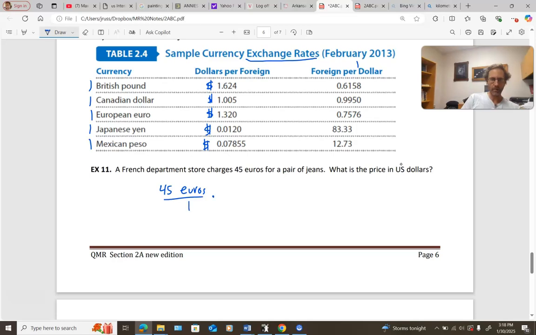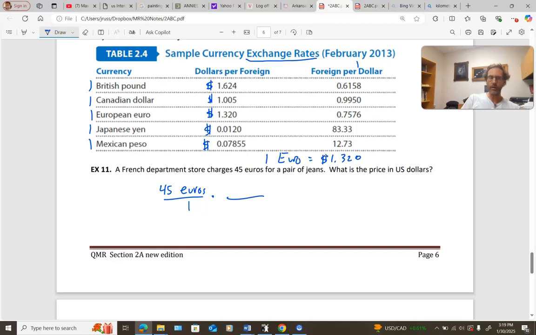You're going to put that over 1. And then you need to find the column and row that equates euros to dollars. So it's going to be this third row. My conversion factor is going to be that 1 euro is equal to 1.320 dollars. And I'm using the dollar sign to denote that this is dollars. So if I write that as a fraction, that's my conversion factor.